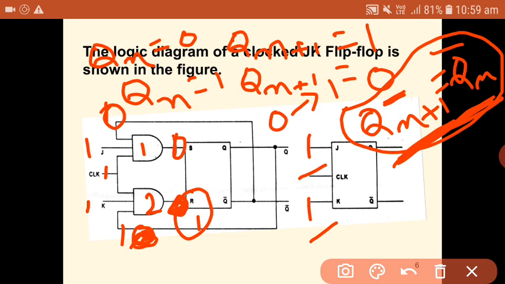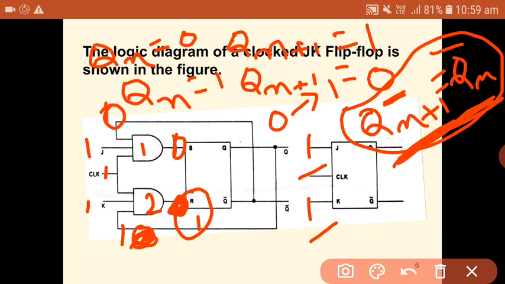That means whenever J is equal to 1 and K is equal to 1 inputs are applied at the inputs of J and K of the JK flip flop, you will be getting the present output as equal to the complement of the previous output. So Qn plus 1 is equal to Qn bar.